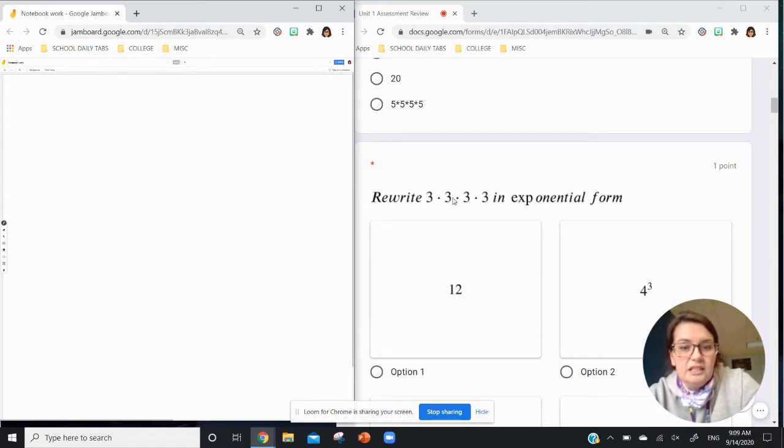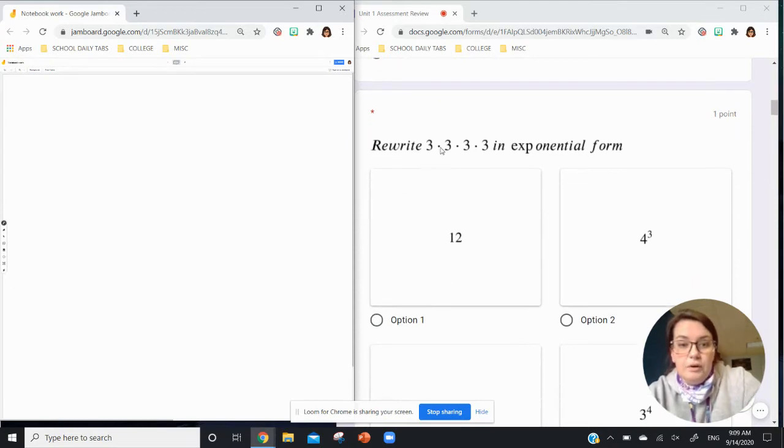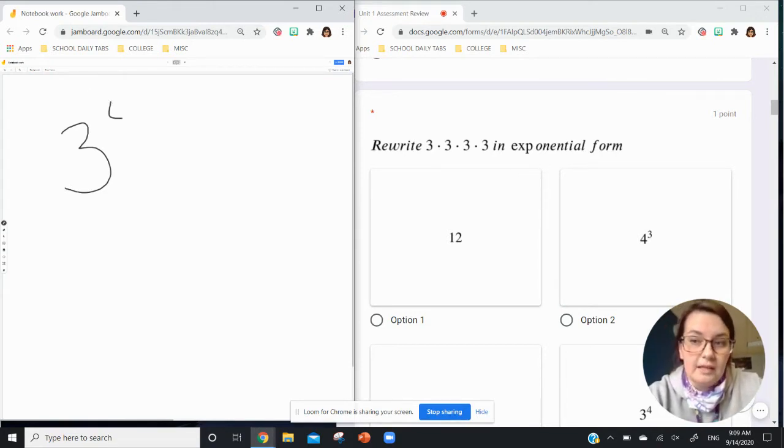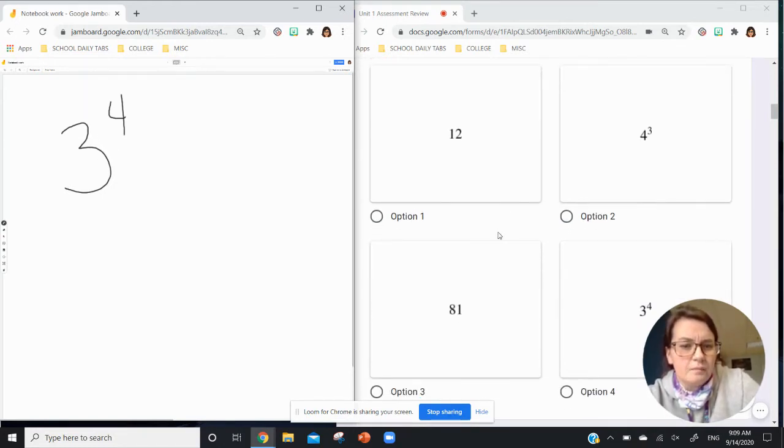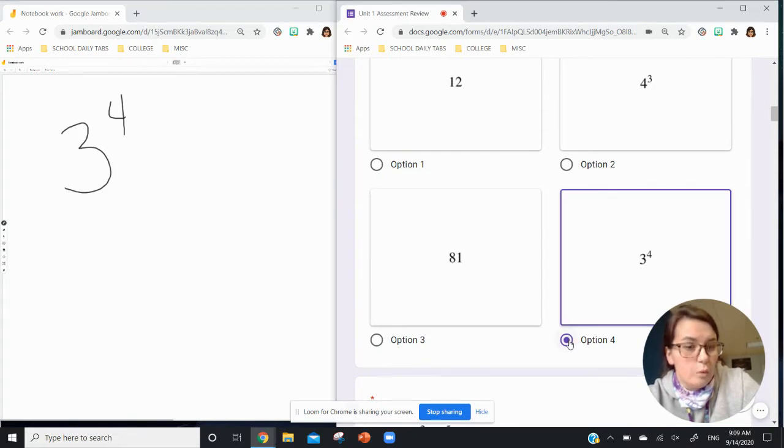Rewrite 3 times 3 times 3 times 3 in exponential form. So it's kind of the opposite of the last question. What number is being multiplied? That's our base. So the number being multiplied is 3, and it's being multiplied by itself 4 different times. That would make the exponent 4. So we need to look for this as an answer choice. Looks like that is option 4.